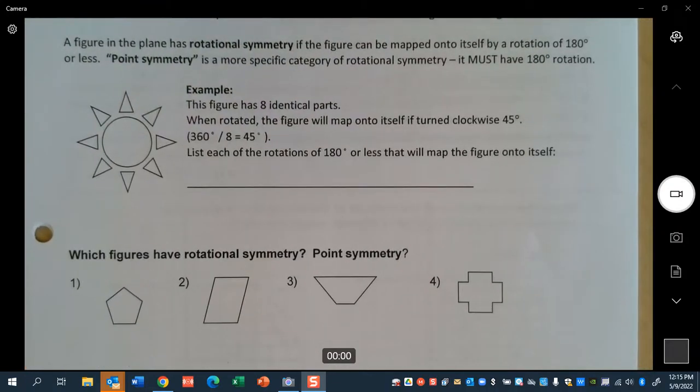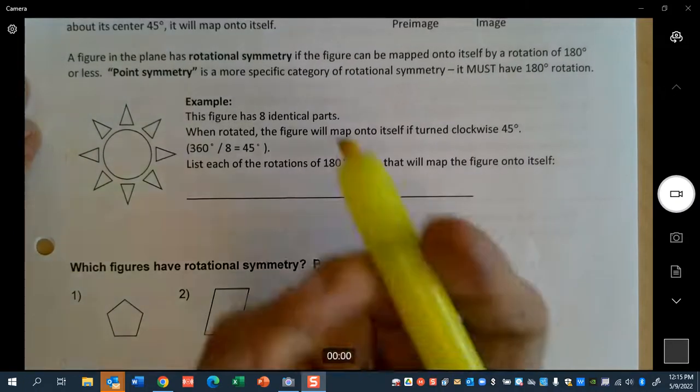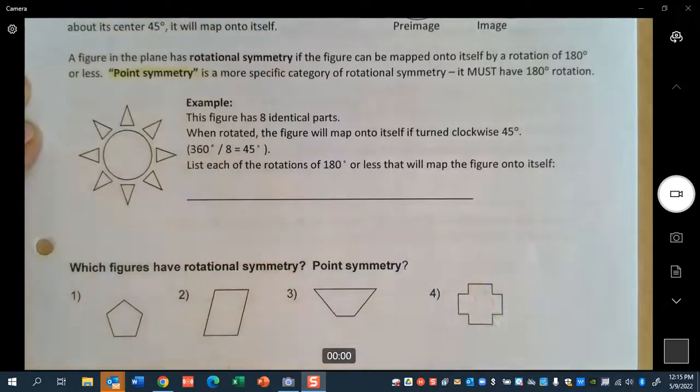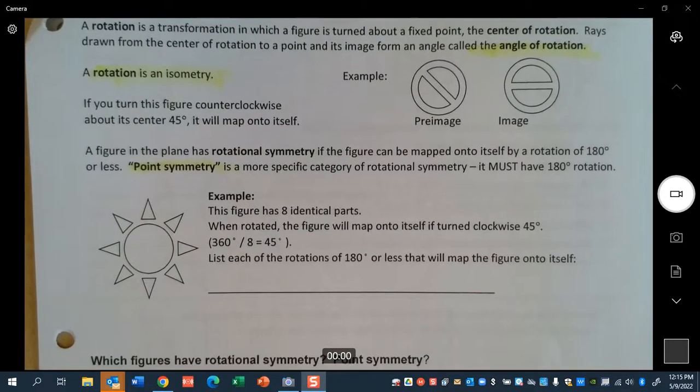If the figure can be mapped onto itself by a rotation of 180 degrees or less, they call it point symmetry. So one year, the kids came back from the SOL and they were like, what is point symmetry? And I had to go look it up. They added it to the SOL, and I don't know why.